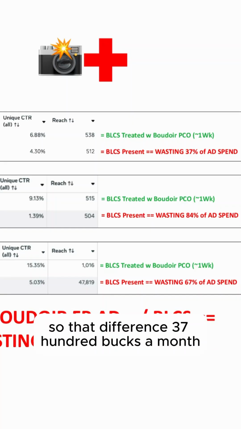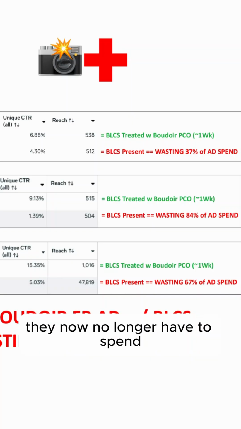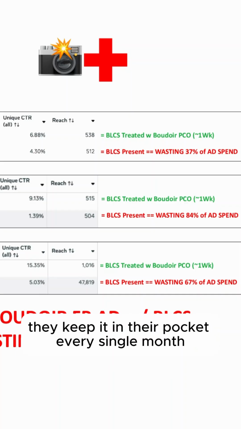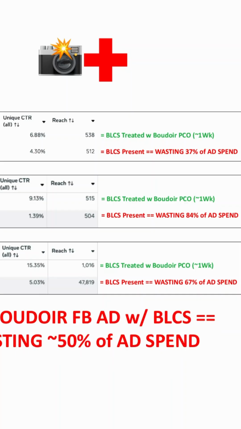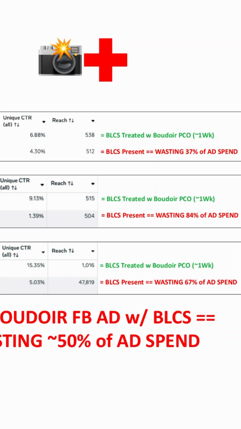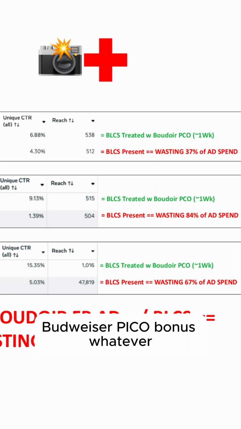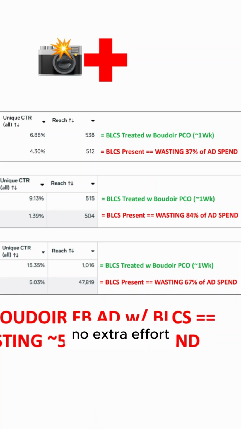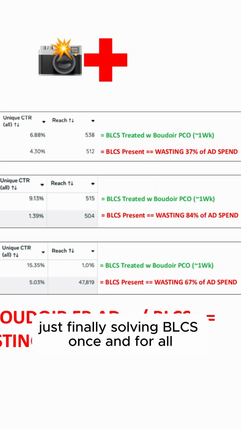So that difference, $3,700 a month, they now no longer have to spend. They can pocket it. They keep it in their pocket every single month, and over the next 12 months, that's literally like 40K in bonus money. It's kind of like a phantom bonus, a Boudoir Pico bonus, whatever. No extra effort, no servicing extra clients, just finally solving BLCS once and for all.